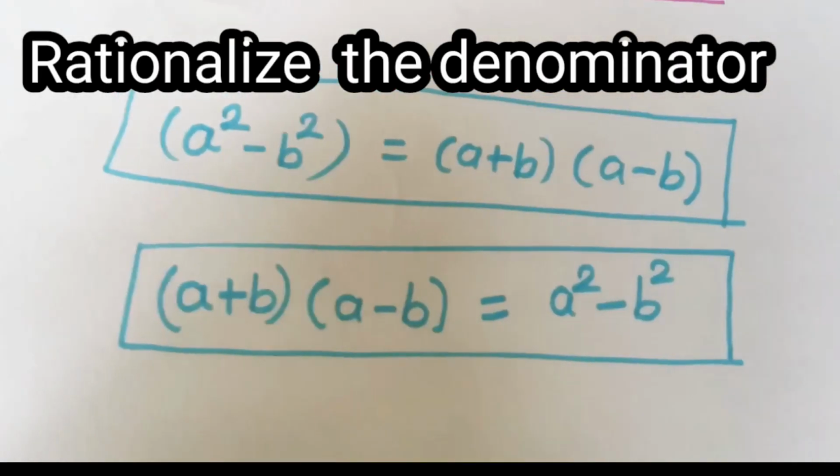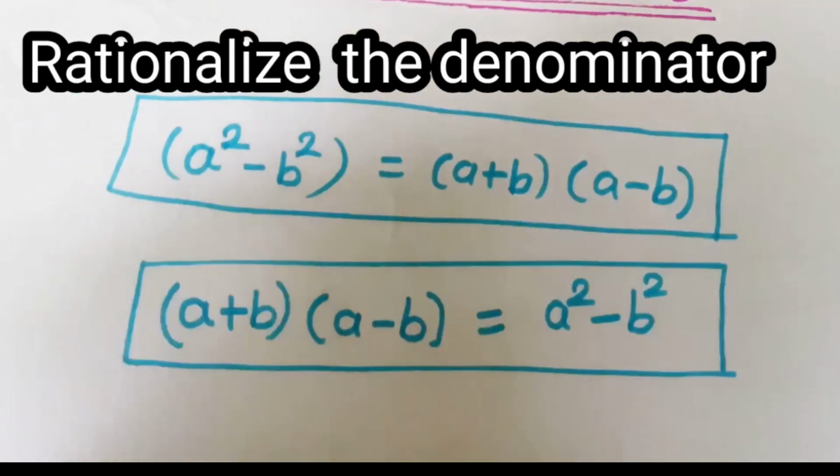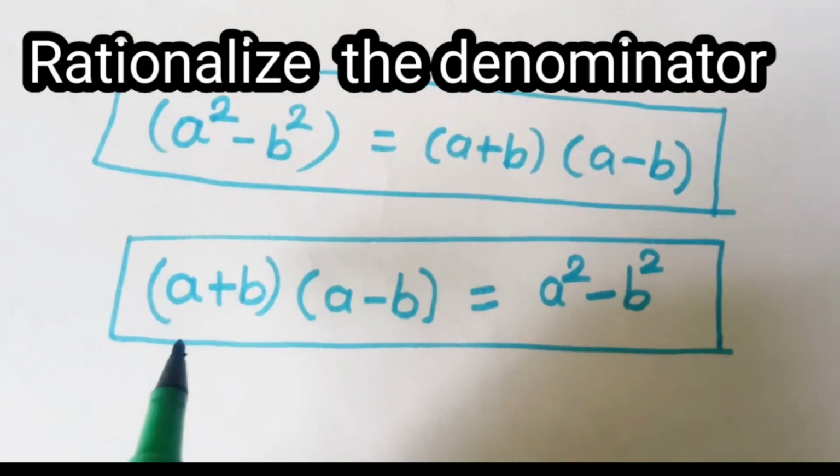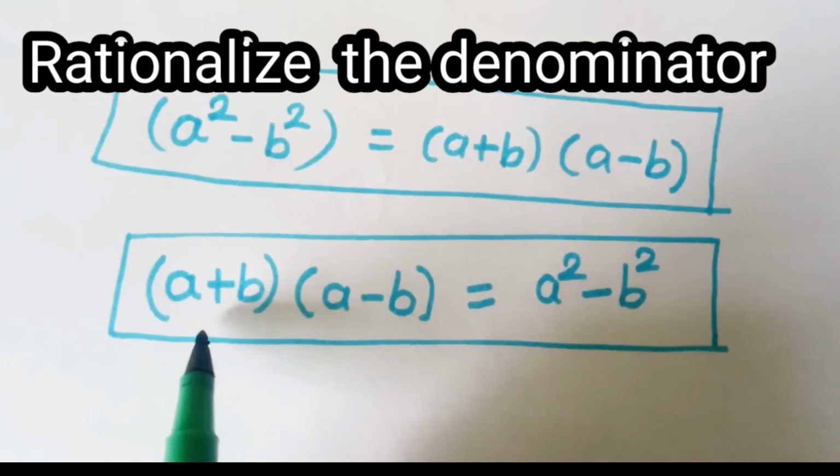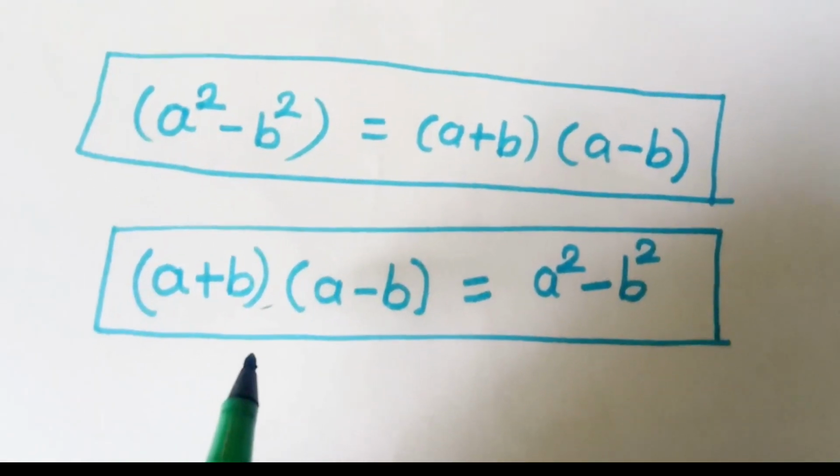Hello everyone. We are going to discuss how to rationalize the denominator. For that, we are using the standard formula, that is (a plus b) into (a minus b) is equal to a square minus b square.